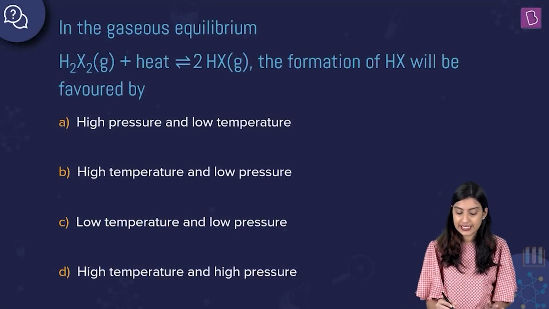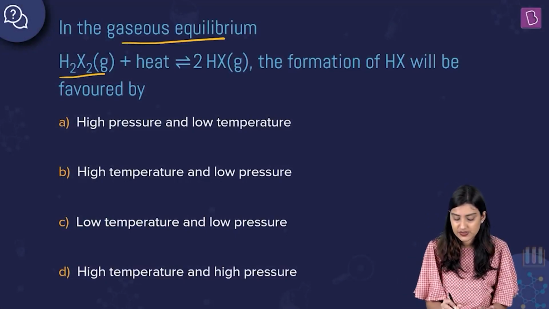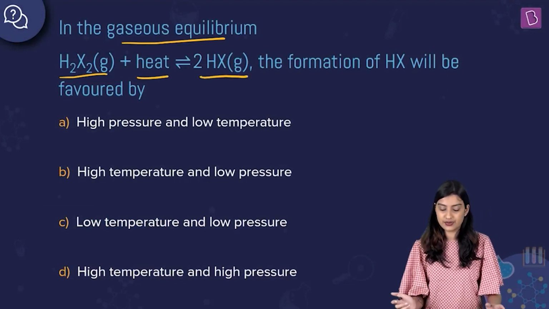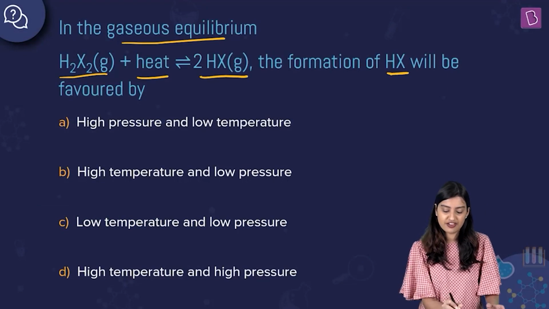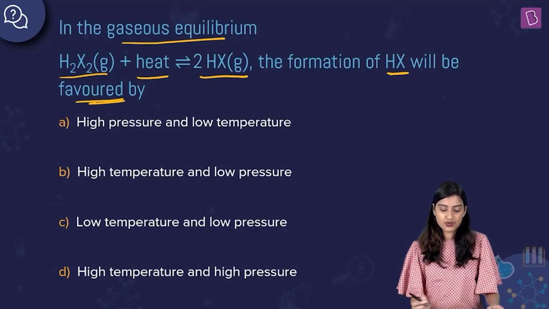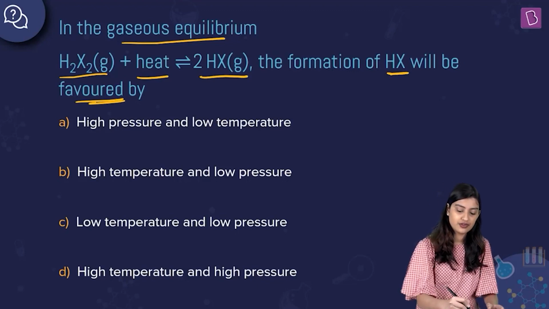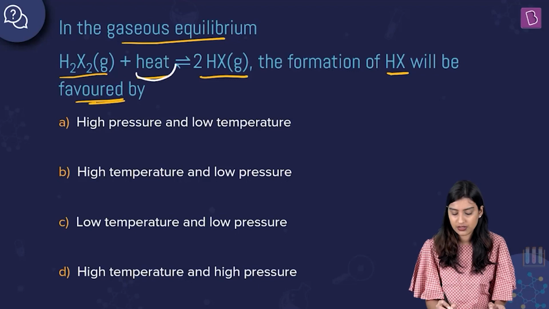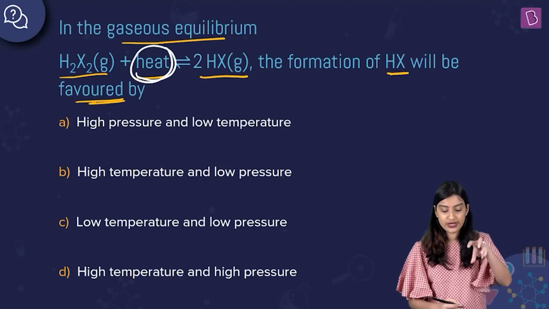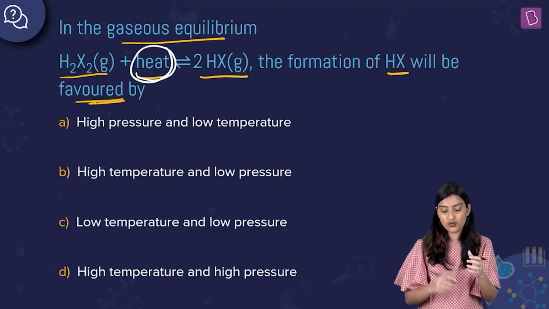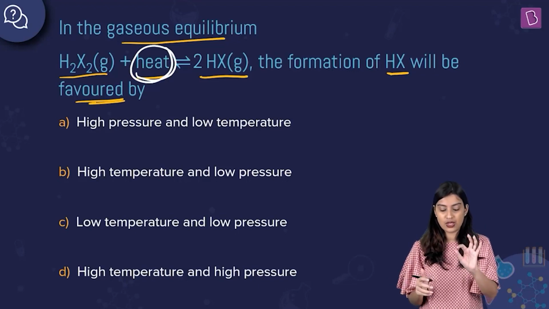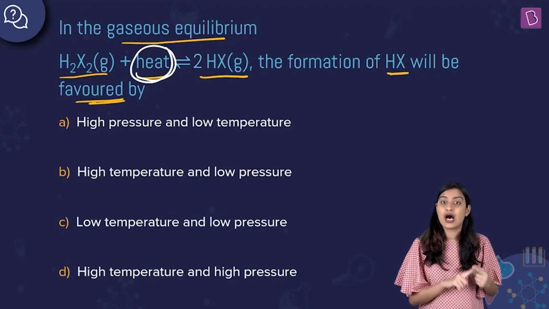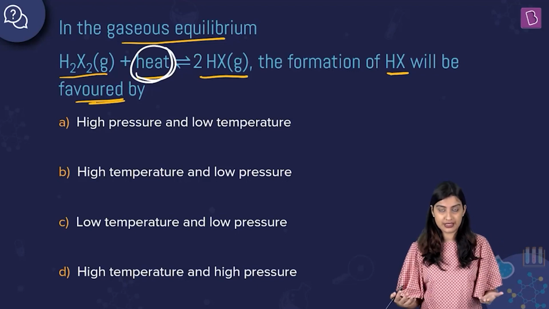So here you have, in the gaseous equilibrium, H2X2 gas plus heat giving you 2HX gas. The formation of HX will be favored by what? First of all, this is an endothermic reaction. You have heat on the reactant side, which means your H2X2 needs heat to become HX. So you have heat on the reactant side, so this is an endothermic reaction. So how do you support endothermic reactions?